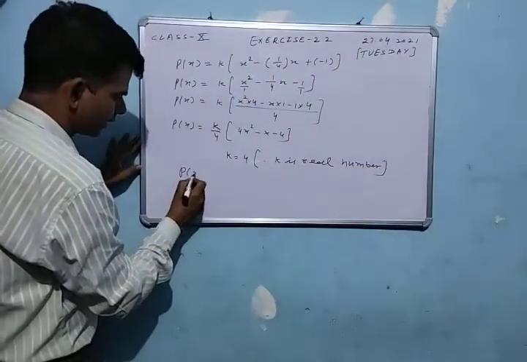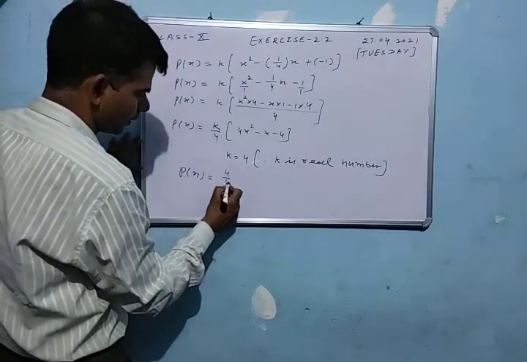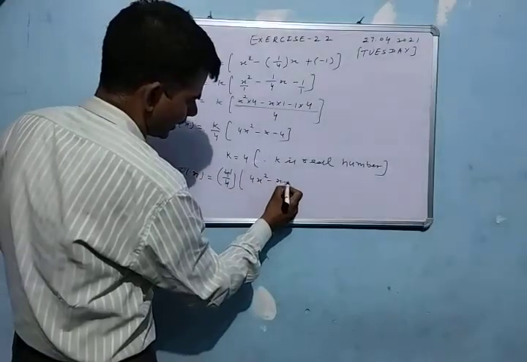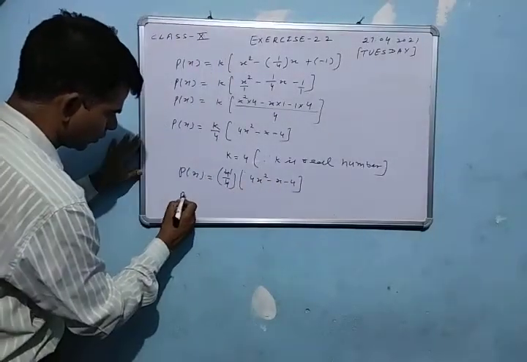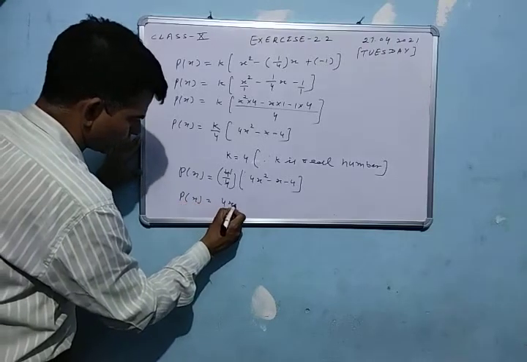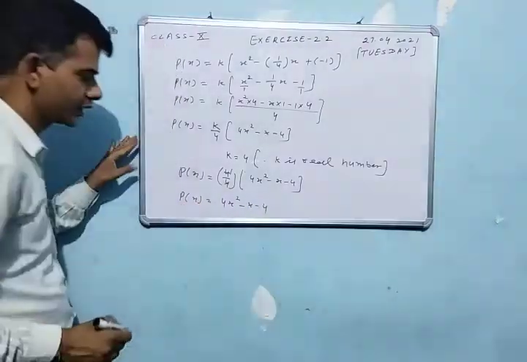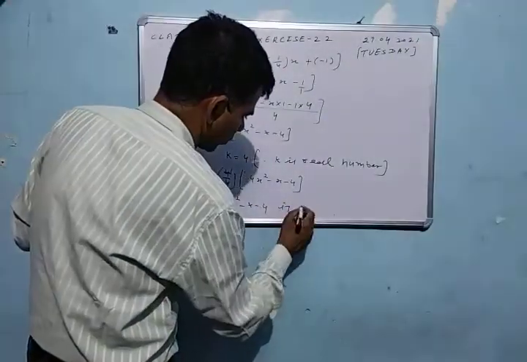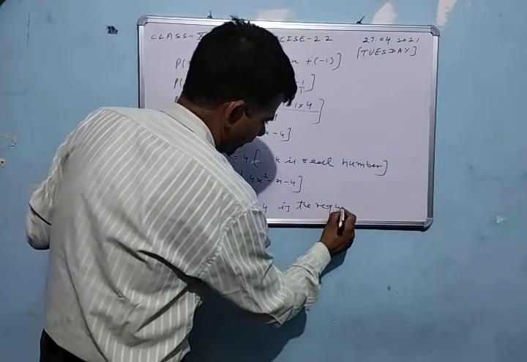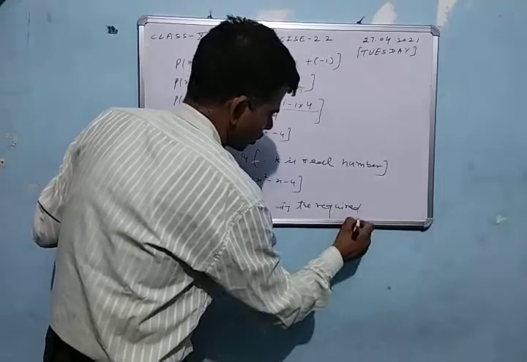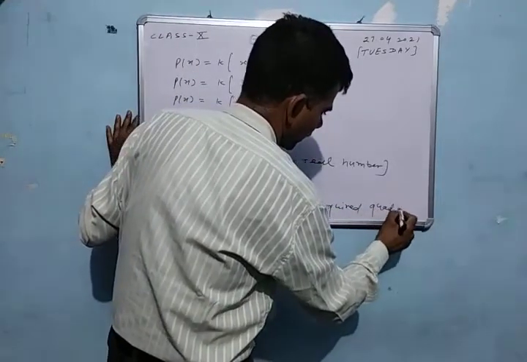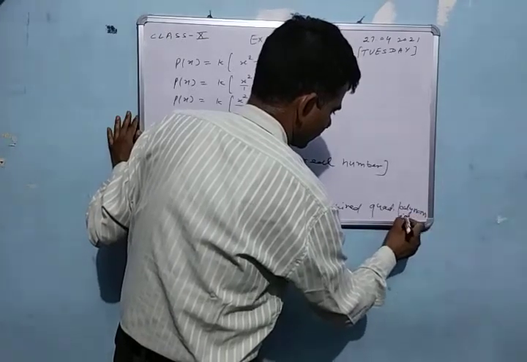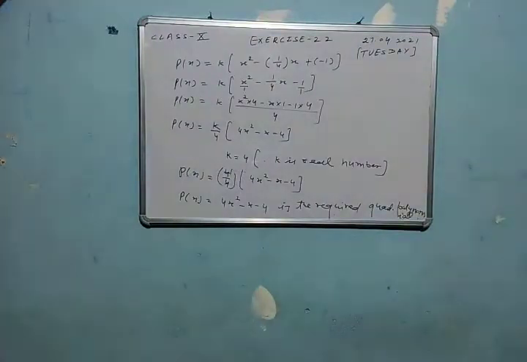So p of x is equal to 4 by 4, that is equal to 1, and 4x square minus x minus 4. So p of x is equal to 4x square minus x minus 4 is the required quadratic polynomial. Student, do it fast. Do it fast.